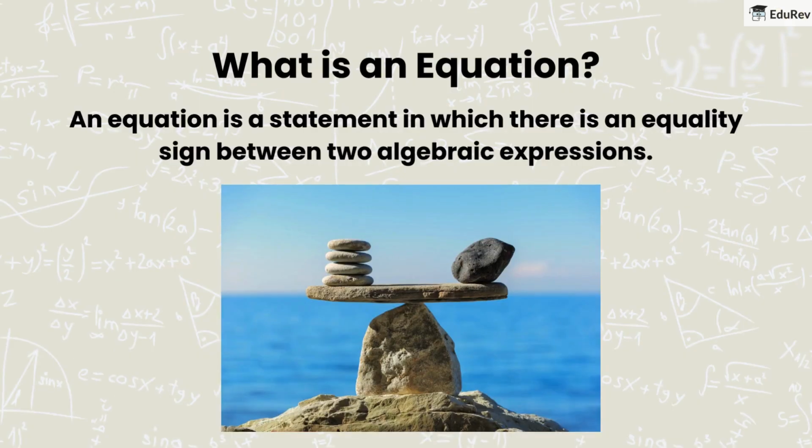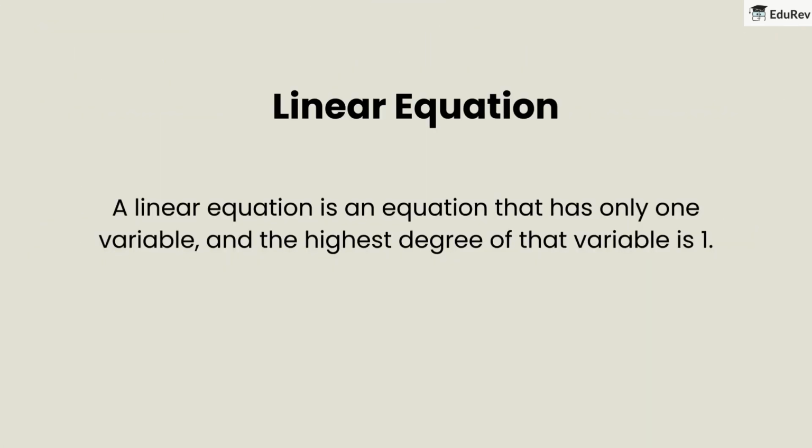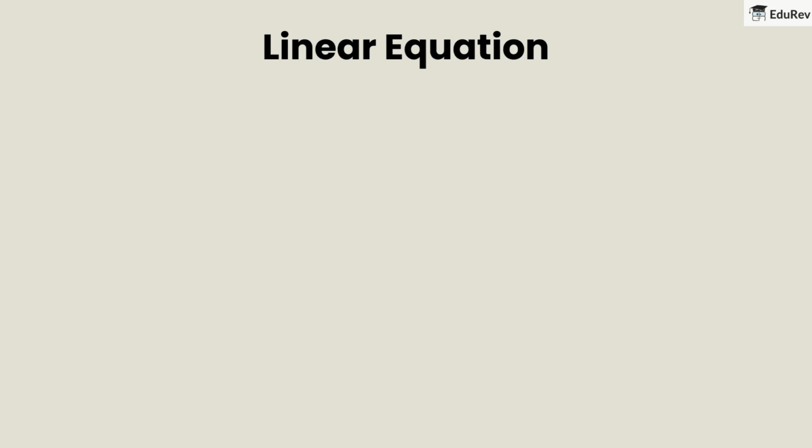An equation is like a scale that needs to be balanced. An equation is a statement in which there is an equality sign between two algebraic expressions. Now, a linear equation is an equation that has only one variable, and the highest degree of that variable is 1.